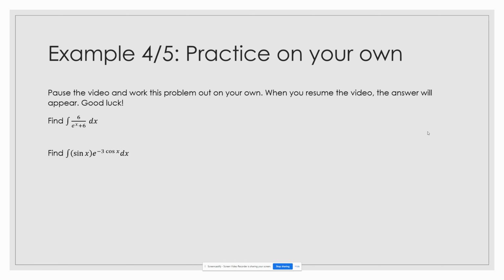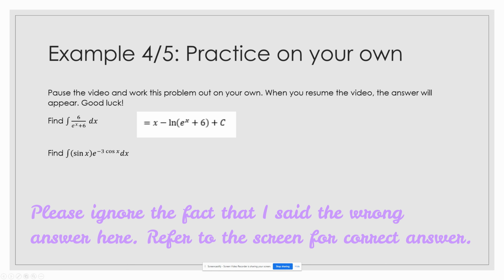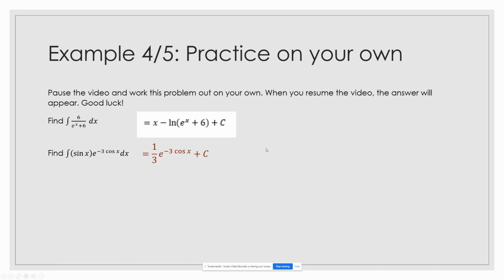Okay, hopefully you had enough time to work through these questions, and so the answers are 1/4 arc secant of x squared over 2 plus c, and 1/3 e to the negative 3 cosine of x plus c.